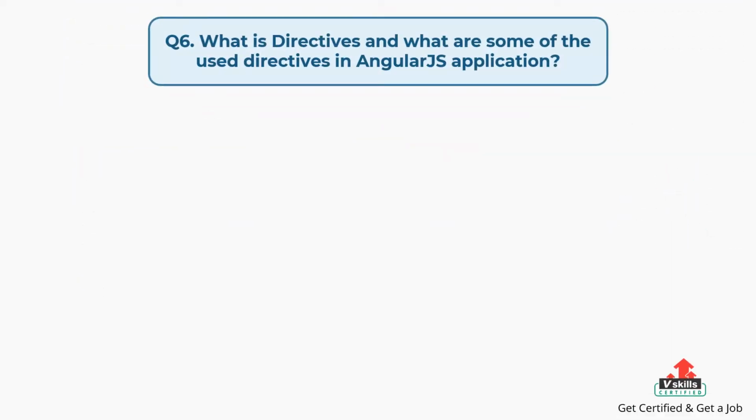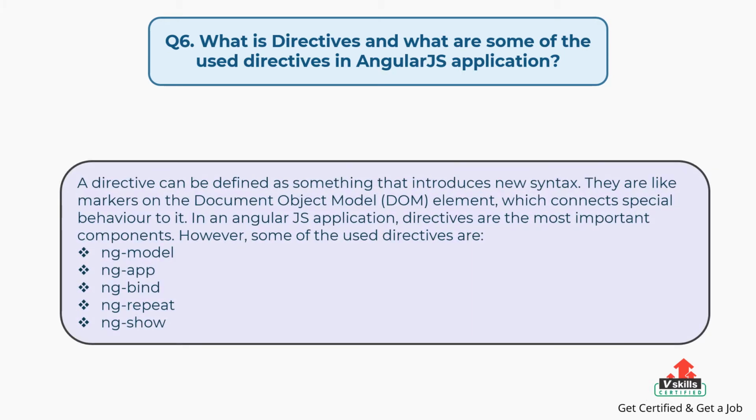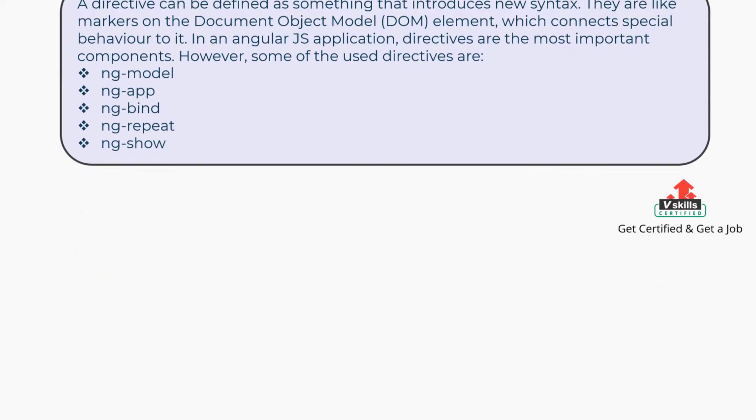Question number 6. What are directives and what are some of the used directives in an AngularJS application? The answer is, a directive can be defined as something that introduces new syntax. They are like markers on the document object model, DOM, element, which connect special behavior to it. In an AngularJS application, directives are the most important components. However, some of the used directives are ngModel, ngApp, ngBind, ngRepeat, ngShow.